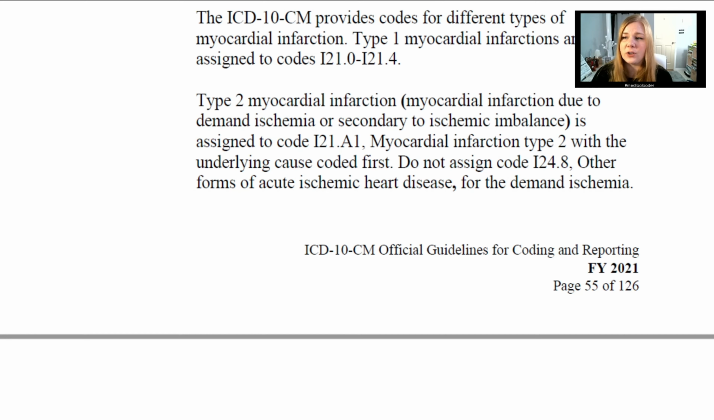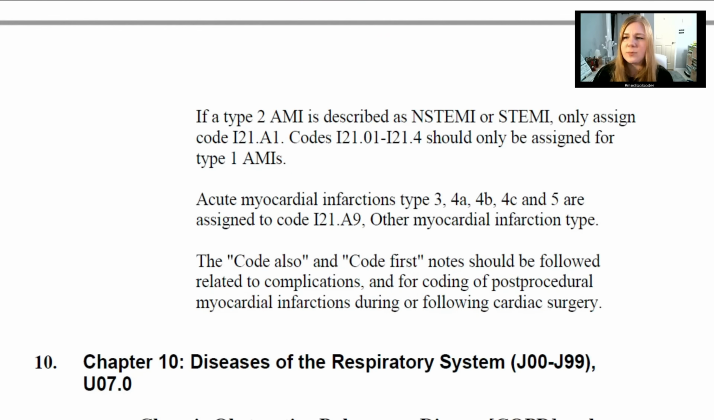Do not assign code I24.8, other forms of acute ischemic heart disease, for the demand ischemia. If a type 2 acute myocardial infarction is described as NSTEMI or STEMI, assign only code I21.A1. Codes I21.01 and I21.4 should only be assigned for type 1 acute myocardial infarctions. Acute myocardial infarctions type 3, 4A, 4B, 4C, and 5 are assigned to code I21.A9, which is other myocardial infarction type.